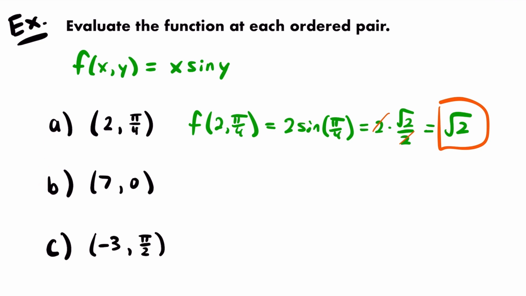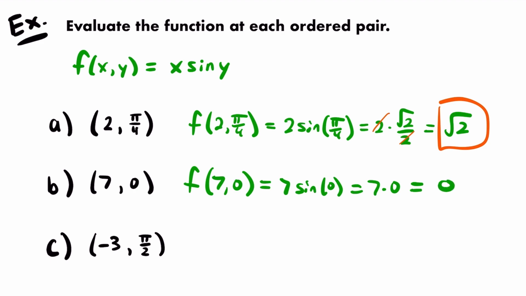Now let's do part B. Let's plug in 7, 0 into this function. So we're going to have f of 7, 0. And so 7 is the x value. We'll plug it in for this x. And 0 is the y value, so we'll plug it in for this y. So we'll have 7 times sine of 0. Now sine of 0 is 0, so this is equal to 7 times 0, which is 0. And so 0 is the value of this function at this ordered pair. All right, so that's part B.